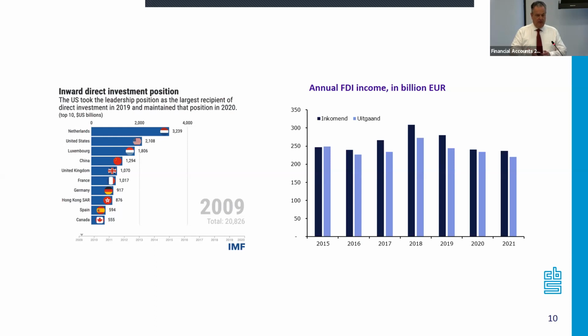But if you look at the gross figures, I always find them quite impressive for a country like the Netherlands, because you have to realize that 215 billion euros is almost 30-35% of GDP.